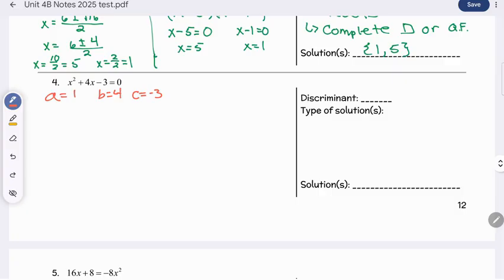And I'm going to use those to create my discriminant, which is b squared minus 4ac. B squared is going to be 4 squared, which is 16, minus 4 times 1 times negative 3. That's going to give me 16 plus 12, and that is 28. So my discriminant is 28. That is positive, so I have real solutions. However, it is not a perfect square, so I'm going to expect 2 real irrational roots.